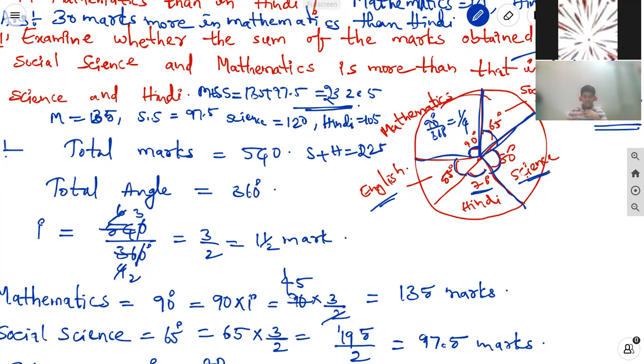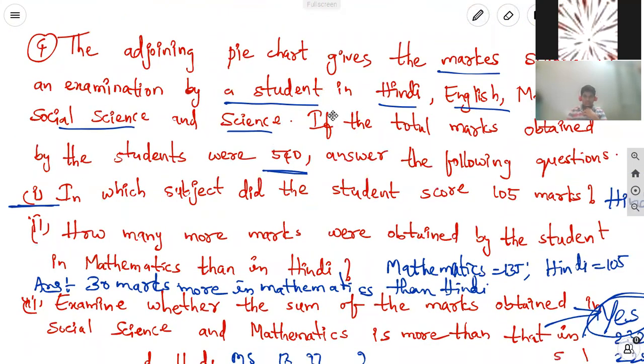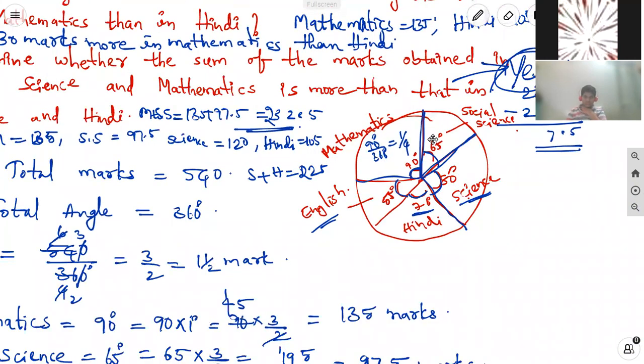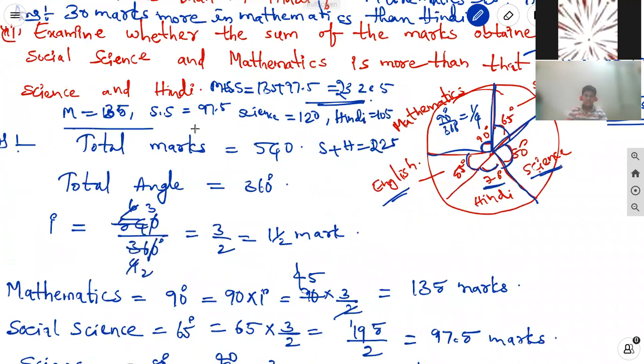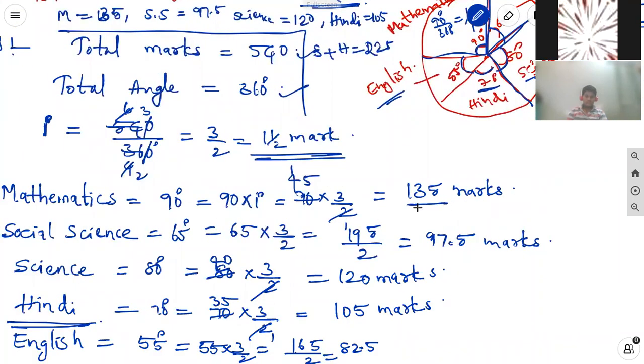Okay, is it clear? First, how many subjects are there? How many marks are there? In the pie chart, the total angle, how much? From that angle we are taking total marks, and for 1 degree is equal to how many marks? 1.5 marks. Then 90 degrees equal to 90 into 3 by 2, so 90 degrees equal to 135 marks in mathematics. Social science, 97.5 marks for 65 degrees. Science, 80 degrees means 120 marks.